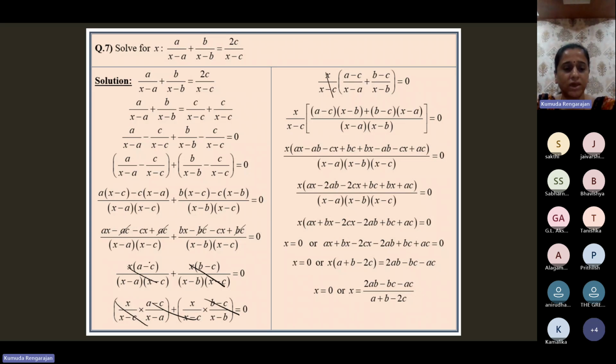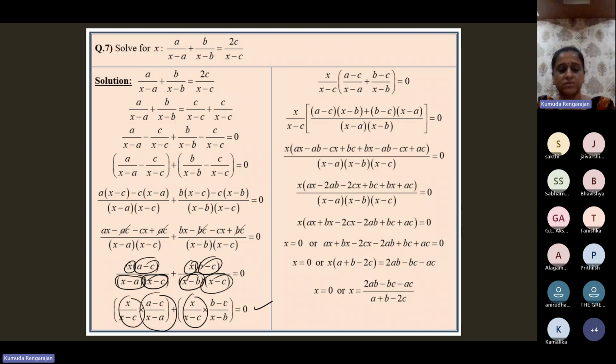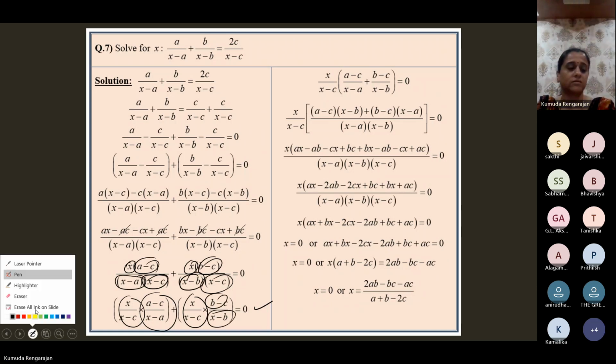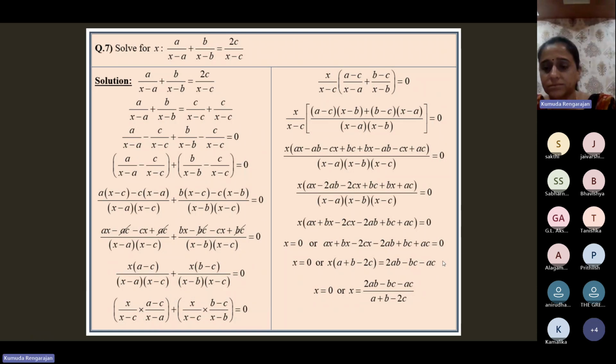Then inside the bracket, you'll have a minus c by x minus a, b minus c by x minus b. You can write it straight away. This step is only to identify that common factor. Writing this one, x by x minus c and a minus c by x minus a. Here, x by x minus c and b minus c by x minus b. Okay, so x by x minus c is common, and this is what we have inside the bracket.